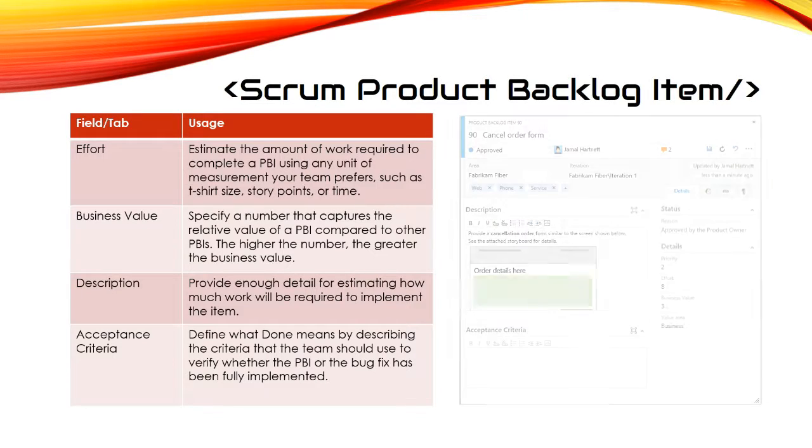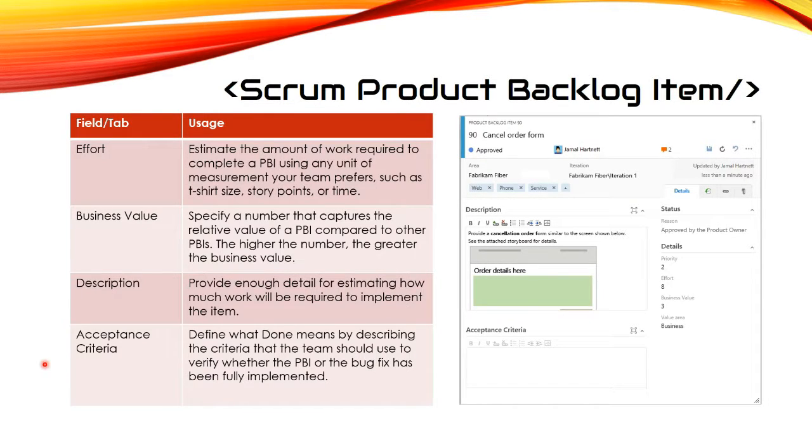A Scrum backlog item. So here you have effort, business value, description, and acceptance criteria. And you can see that they're over here. You have your business value, your effort, your description, and your acceptance criteria.